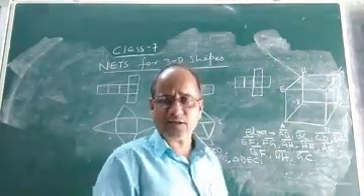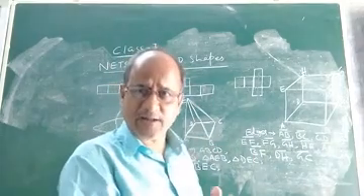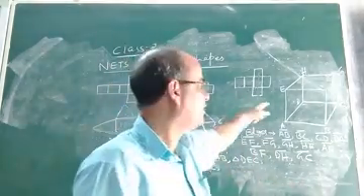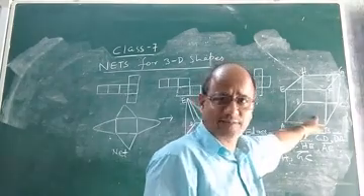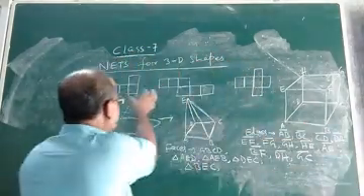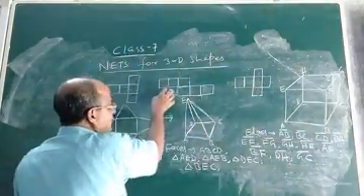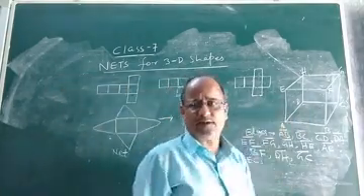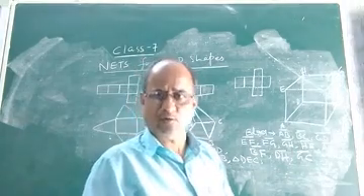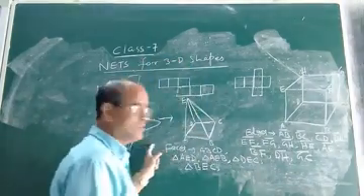If the nets obtained by cutting the solid along its edges are folded, that means if you fold this net, or this net, or this net, again the same cube will be obtained. You will get back the same cube. Okay, so similarly you see this is another net.